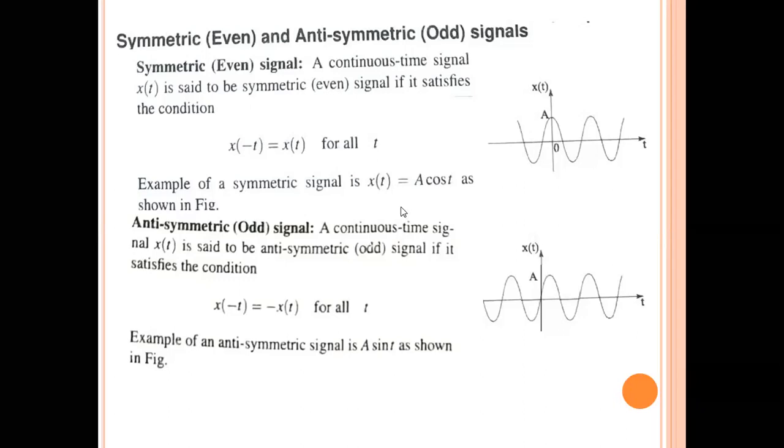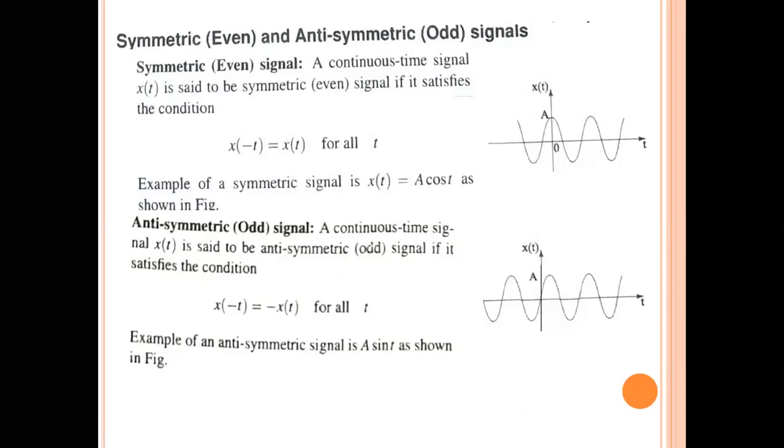x of t is a cosinusoidal function. Now this is the example for even signals and odd signals. So x of t, x of minus t, if you substitute minus t, obviously you will get minus x of t. Now all sinusoidal functions are the best examples for the odd signal. Sin of minus t is minus sin t. So this is how you are going to define symmetric and anti-symmetric, and even and odd signals.